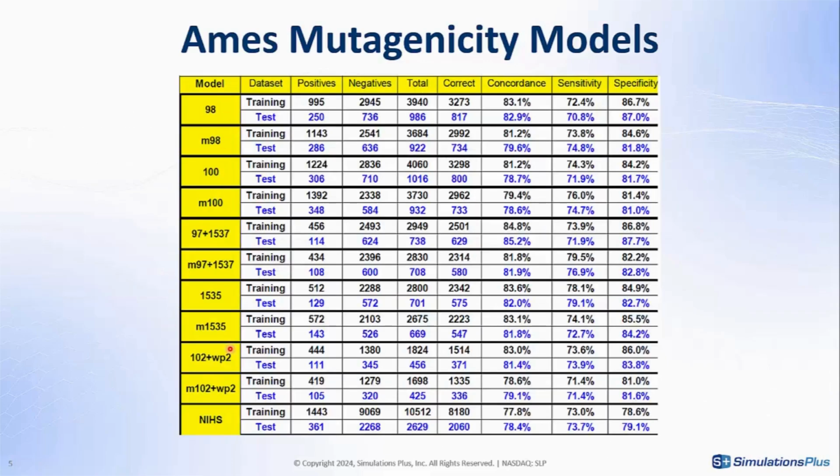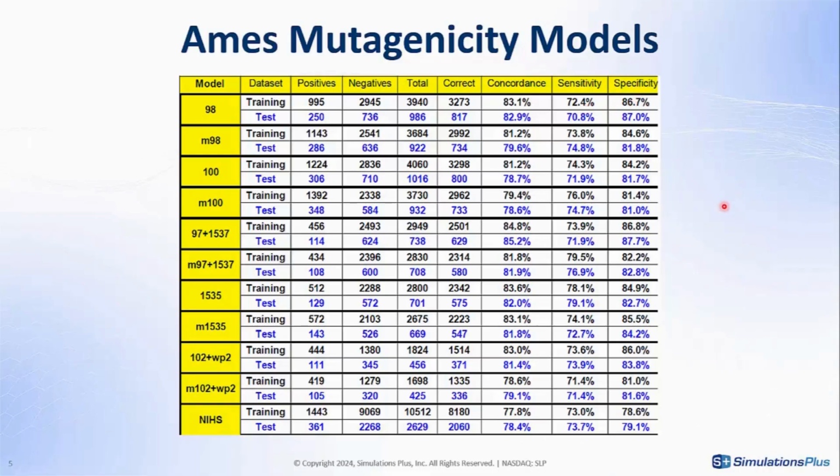These are the statistics for the 11 models. We have the training and test set data here, number total and number correct, then the concordance, so this is the accuracy, and then sensitivity and specificity. And you see that everything's above 70%. But you do see that the sensitivity is typically lower than the specificity.